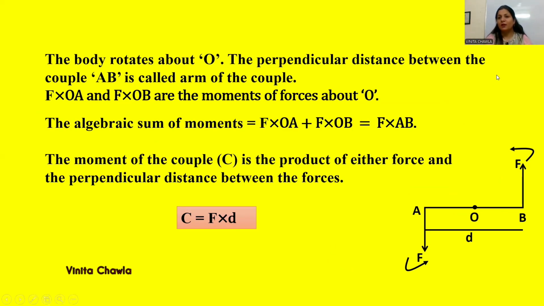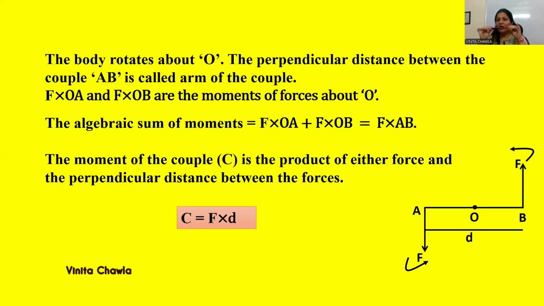Yes, ma'am. If you apply force from below here and from here like this, this is in the upward direction and this is in the downward direction, then the body is rotating about this point. Let this point be O. Now this point is, let's say, B, and this is your A. So A, O, B. O is the point about which the body rotates.